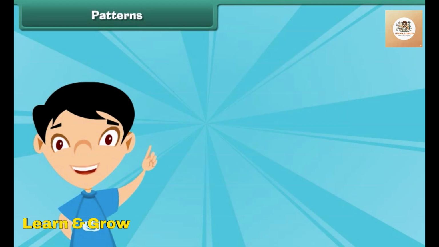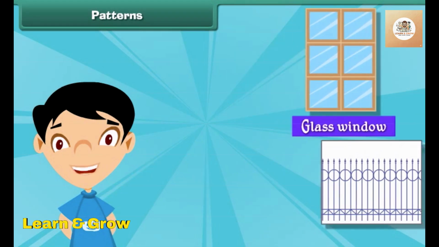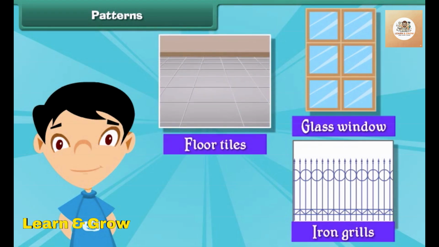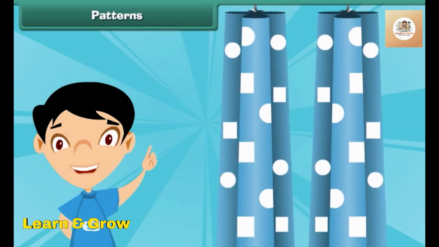You can see a pattern in a glass window, iron grills, floor tiles. Look at the shapes on this curtain. Here circle and rectangles repeat to form a pattern.